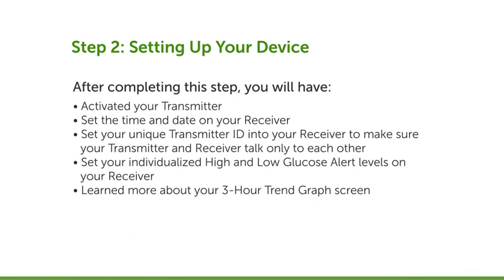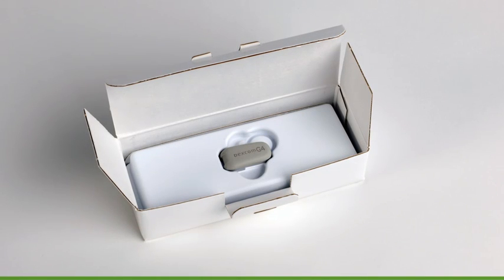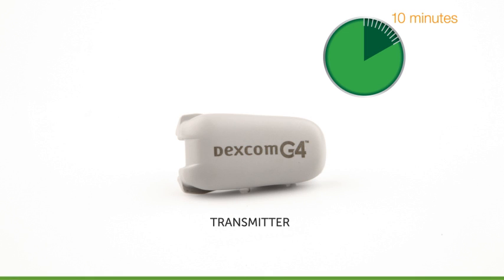It's time to focus on what you need to do to set up your Dexcom G4 Platinum receiver the first time you use your system. After completing this step, you will have activated your transmitter, set the time and date on your receiver, set your unique transmitter ID into your receiver to make sure your transmitter and receiver talk only to each other, set your individualized high and low glucose alert levels on your receiver, learned more about your 3-hour trend graph screen, which is the home screen.